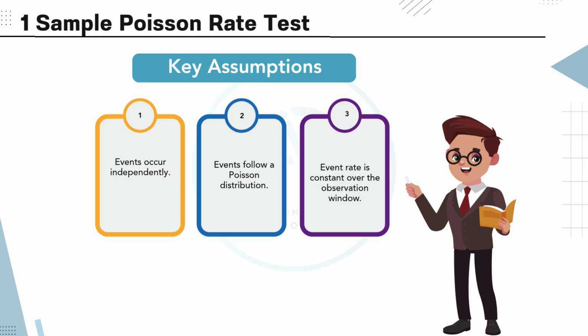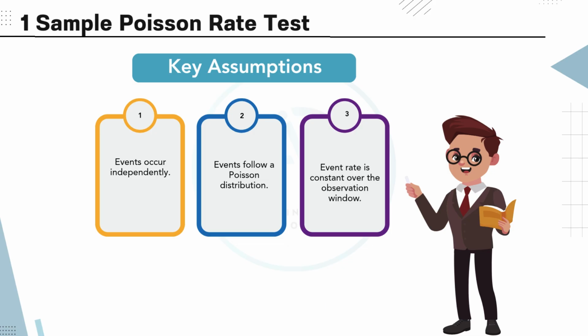Assumption 2. Events follow a Poisson distribution. The Poisson distribution models rare events that happen at a consistent average rate. It is most appropriate when you're measuring counts of events that are infrequent or happen at irregular intervals, such as defects, phone calls, or failures.